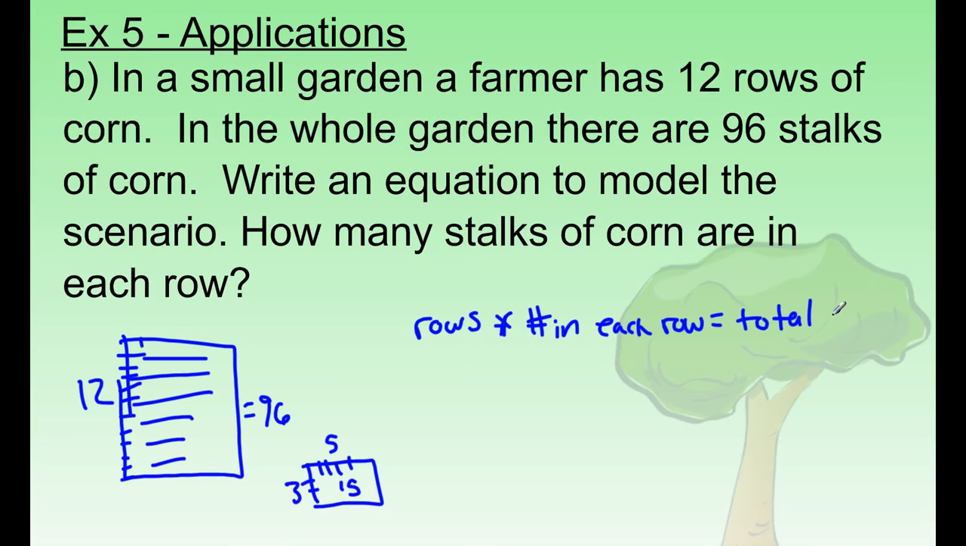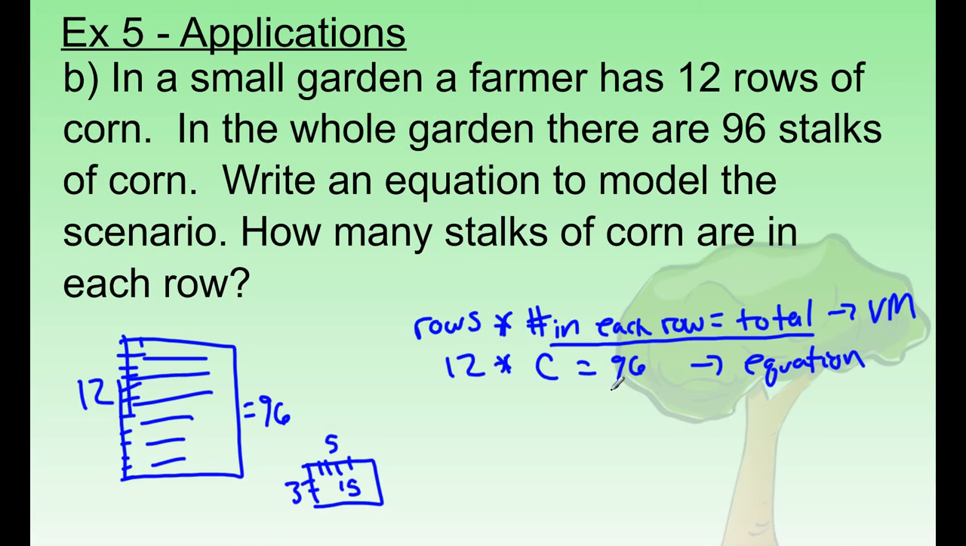Let's see. This is our verbal model. There are 12 rows times the thing we don't know. So let's call it X or C for corn. I like that. Equals the total. And the total, it says, is 96. So that is our equation.